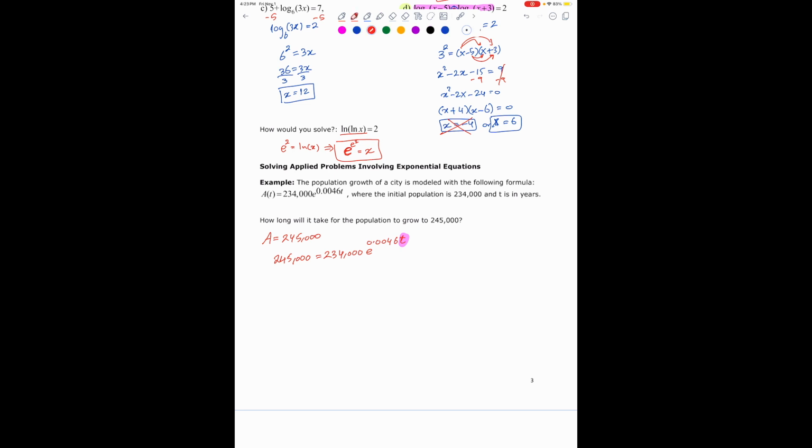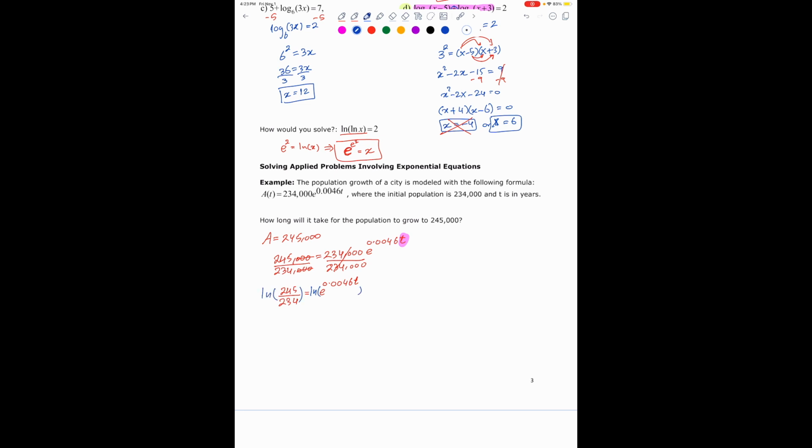The first step here is to divide both sides by 234,000. If you do that, these are going to cancel out. And then the division, so that is going to be 245, these zeros are going to cancel, divided by 234. I'm going to leave it as a fraction. Equals e to the 0.0046t. Now, I need to remove the e, so I'm just going to take the natural logarithm for both sides of the equation.